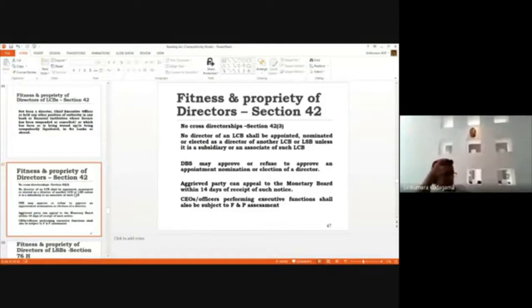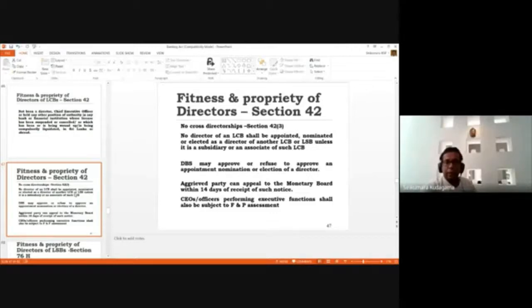Now, it goes without saying that if you are a director of one bank, you cannot be a director of another bank. If you are a director of bank A, you cannot be a director of bank B as well. But you can be a director of bank B at the same time if bank B is bank A's subsidiary, right? It can be a licensed commercial bank or licensed specialized bank, which is a subsidiary of the first bank, right? Unless that requirement is there, one cannot be a director of two banks.